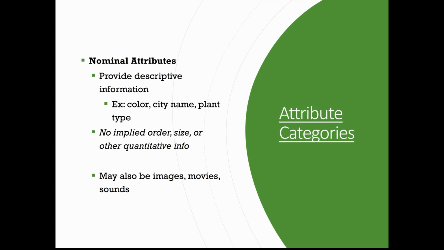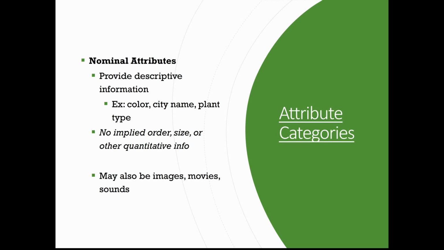The first attribute category is the nominal attribute category. A nominal attribute provides descriptive information about the object such as the color of the object, the name of an object, so for instance a city name, or the type of an object. What's more important here is that this descriptive information does not imply any order, size, or any other quantitative information.